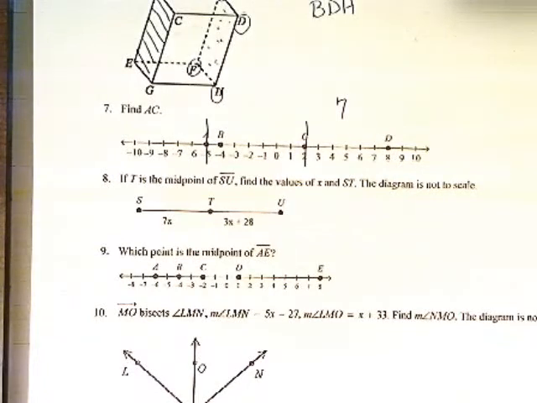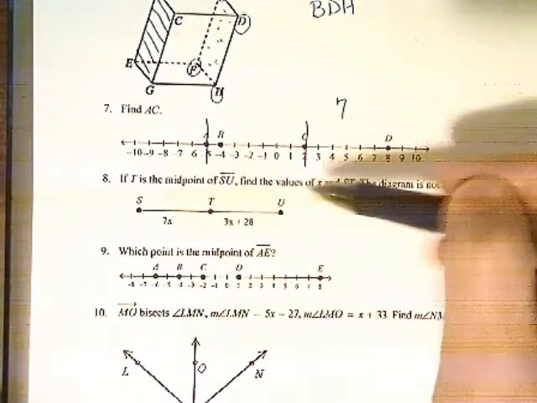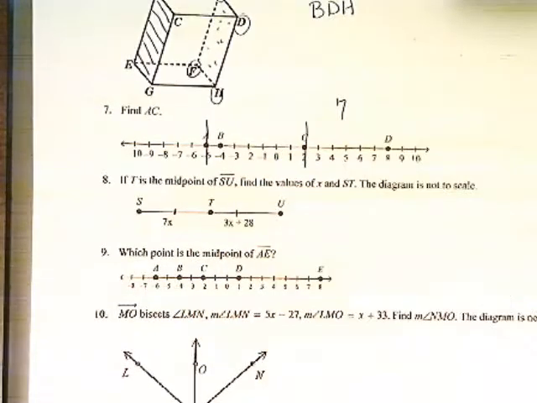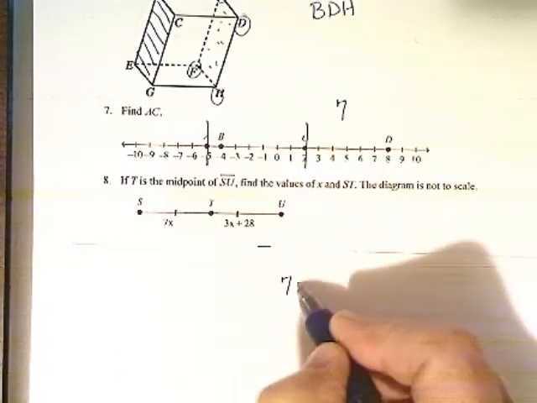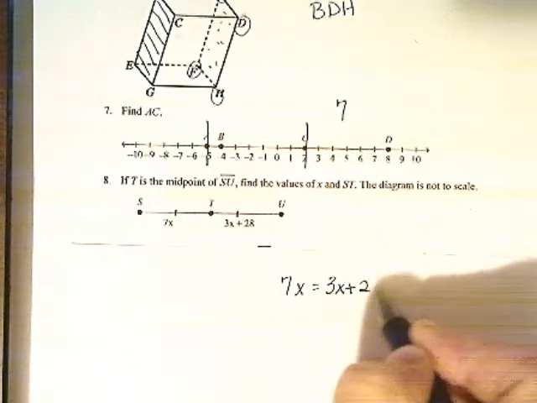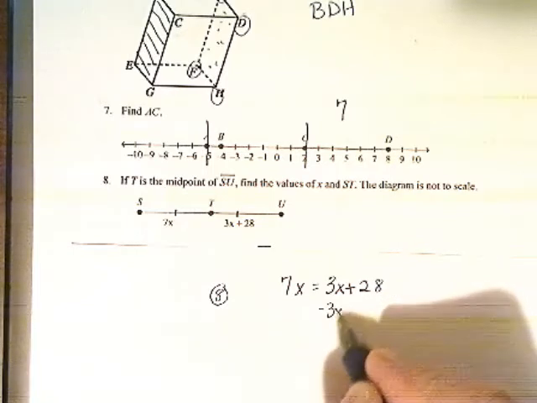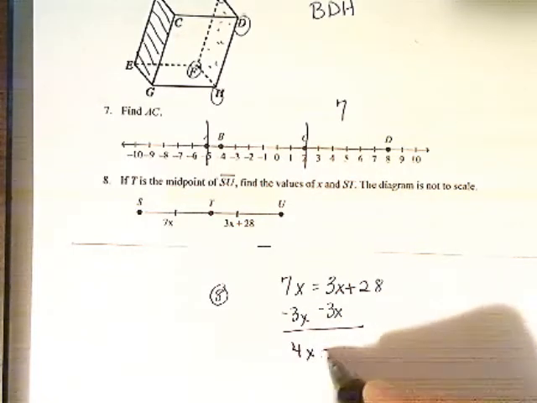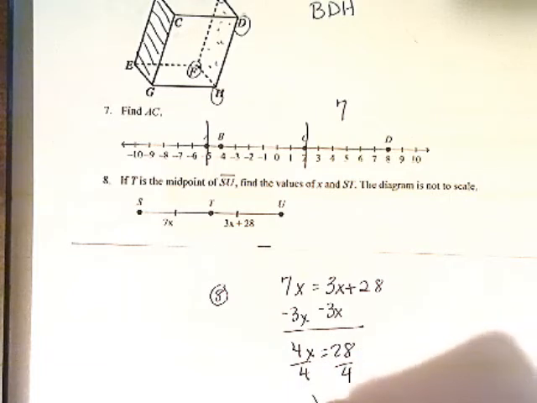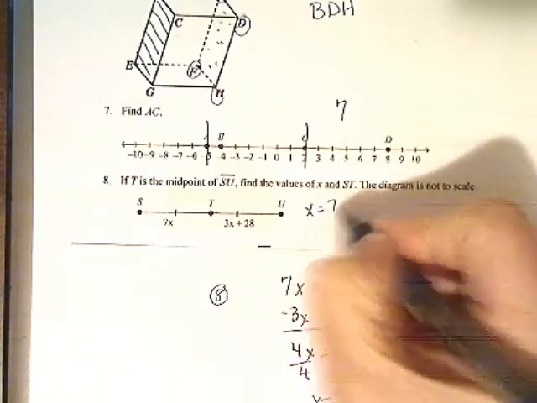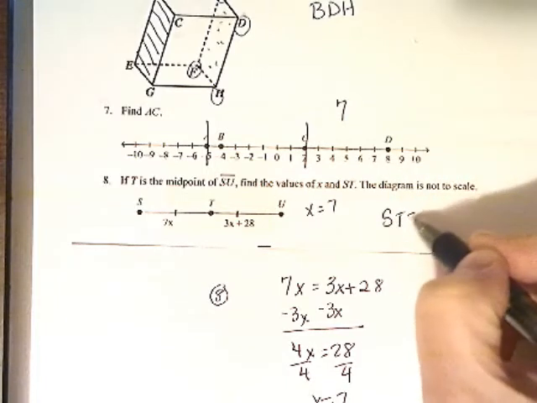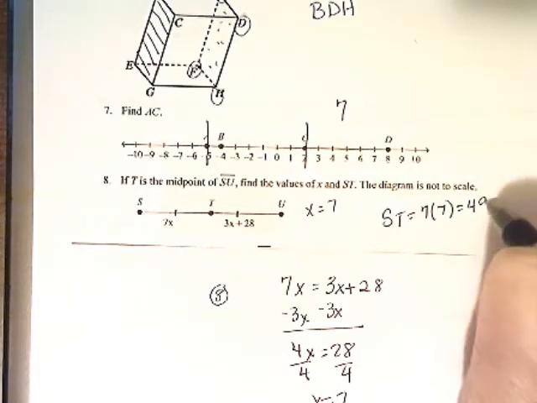Number 8 says, if T is the midpoint of SU, that would mean that this section and this section were congruent. Find the values of X and ST. Well, if T is the midpoint, then 7X equals 3X plus 28. And we need to solve for X. So we find that X is 7. If X is 7, then ST is 7 times 7, which is 49.